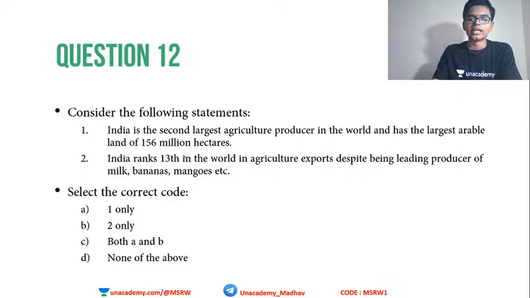12. Consider the following statements. 1. India is the second largest agriculture producer in the world and has the largest arable land of 156 million hectares. 2. India ranks 13th in the world in agriculture exports despite being the leading producer of milk, bananas, mangoes, etc. Select the correct answer. Question number 12.